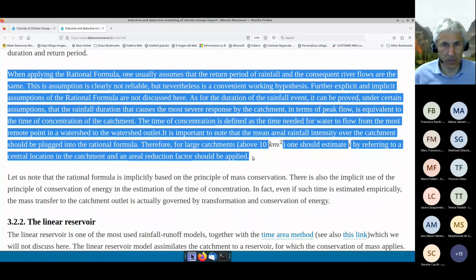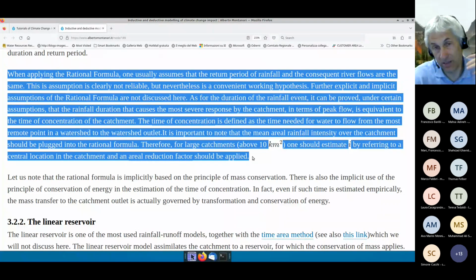Okay, let's come back to the rational formula. So we said rainfall intensity with the same return period, but there is another question related to rainfall, which is interesting because it allows you to understand how rainfall runoff modeling works. What is the duration of rainfall that I have to plug into the formula? Because rainfall events are defined depending on their probability, so return period, and duration.